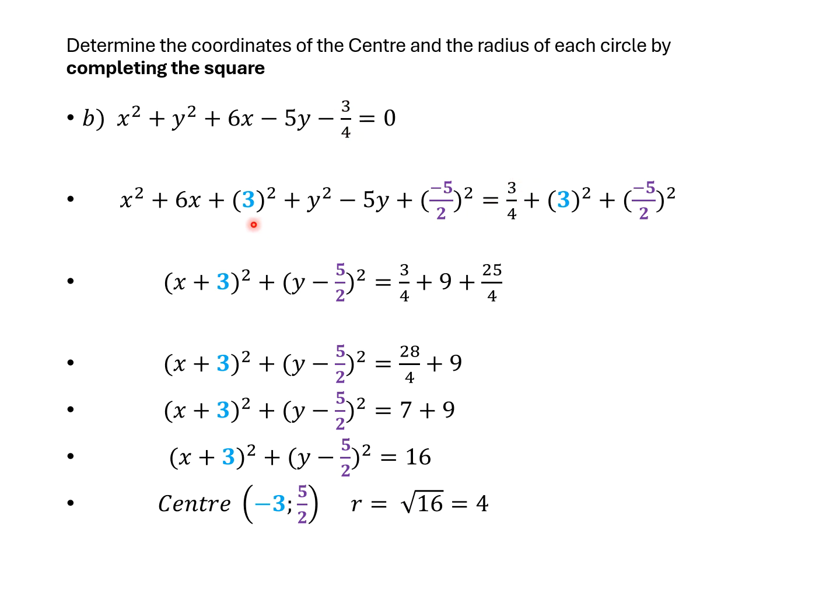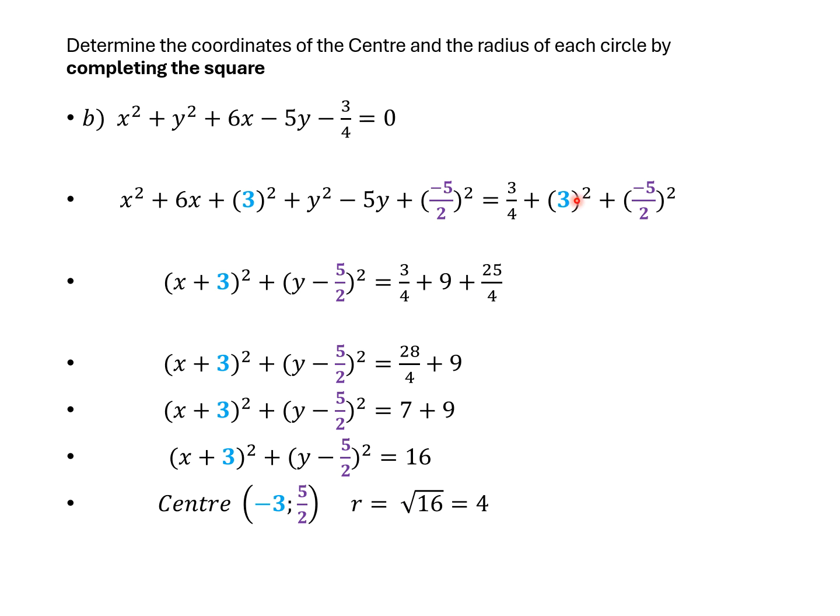What I do on the left hand side, I must do on the right hand side. So positive 3 squared, positive 3 squared, plus negative 5 over 2 squared, plus negative 5 over 2 squared. So they have a perfect square because 3 plus 3 gives me 6. Square root of x squared is x, square root of 3 squared becomes 3, so that becomes x plus 3 squared for those three terms. For these three, square root of y squared would become y. Square root of negative 5 over 2 squared simply becomes negative 5 over 2 all squared.